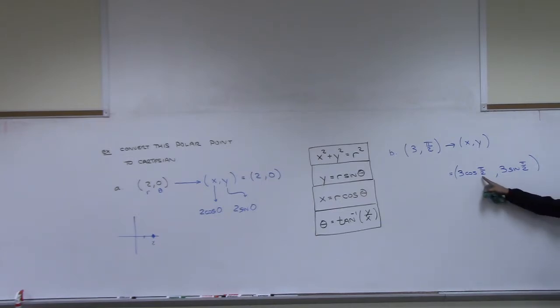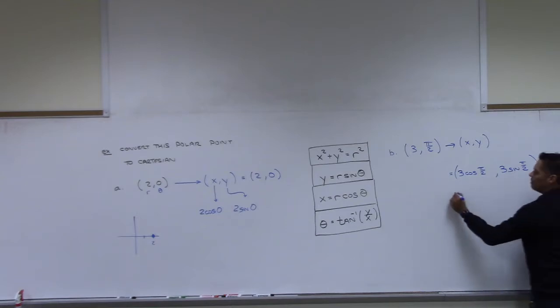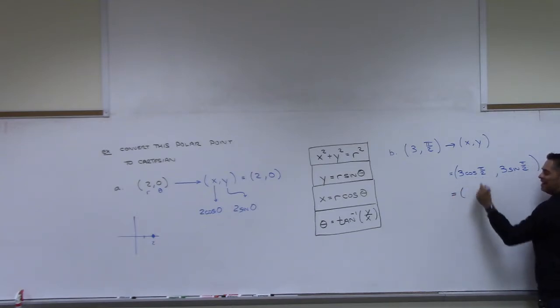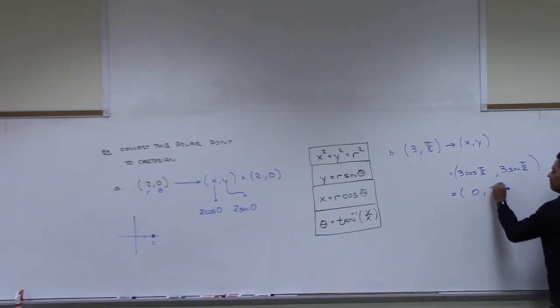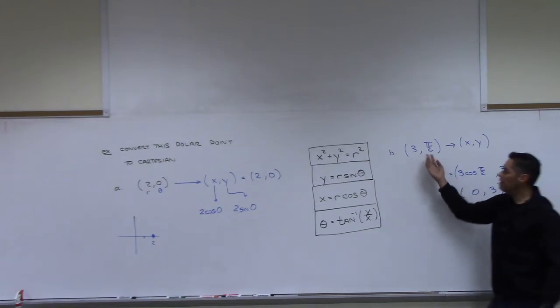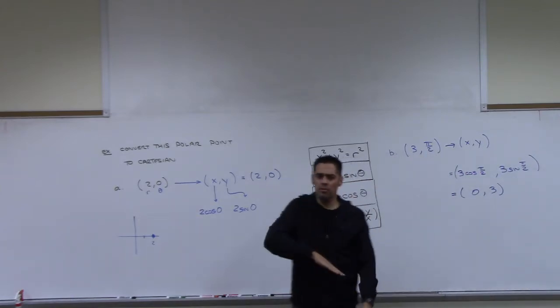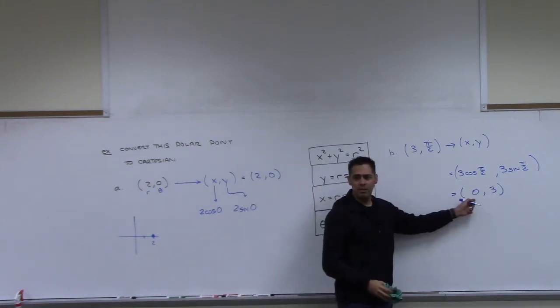What is cosine of pi over 2? Cosine of pi over 2? 0. So that's 0, right? And then what is sine of pi over 2? 1. 3 times 1 gives you 3, right? And does that match up with the Cartesian point when I drew it earlier? Right? And this says, hey, rotate by pi over 2 and walk out 3. But that's the same as doing this Cartesian.